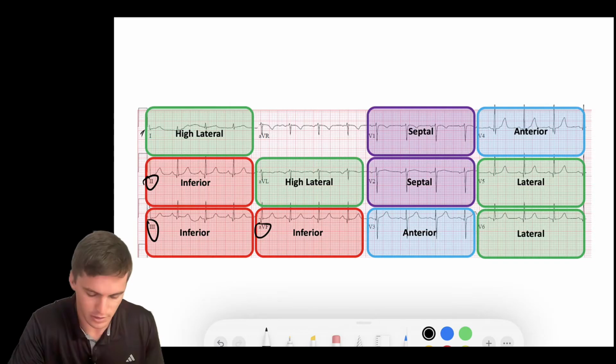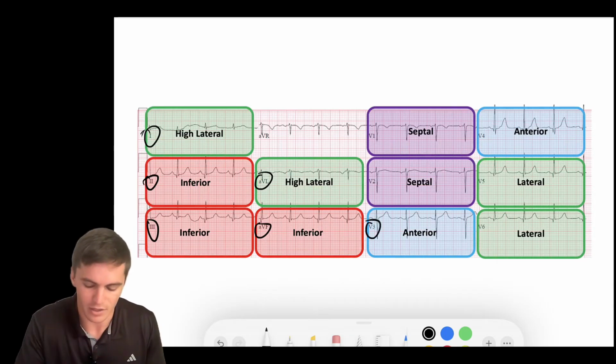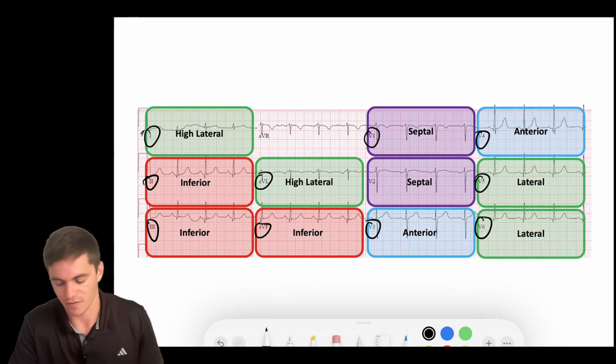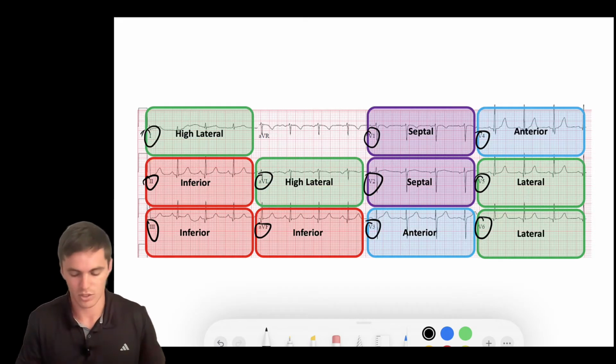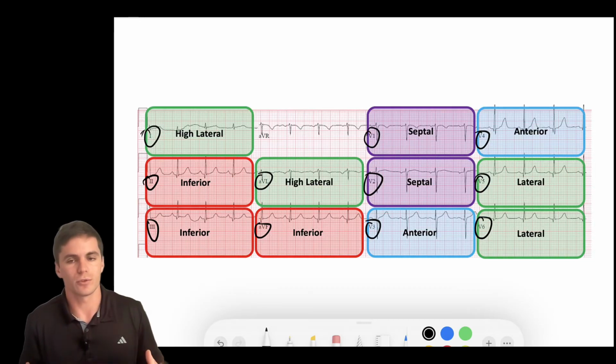I have this fun diagram that I made, and this shows the regions of the myocardium on an EKG. So you see leads 2, 3, and AVF are inferior. We've got 1 and AVL are high lateral. V3, V4 anterior, V5, V6 are the lateral, and we've got our septal leads in V1 and V2. And so that's an important thing to understand, because when we have these ST segment changes, they're going to be in predictable regions, right?